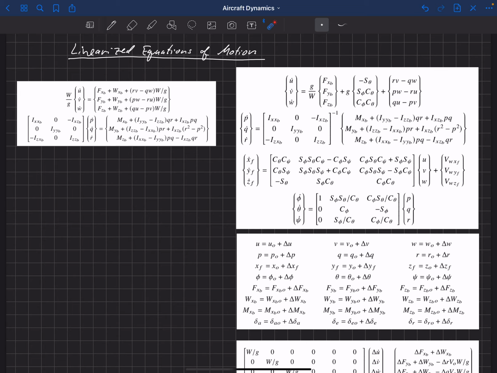And then also, these forces and moments we're going to see are a function of our control surface deflections, our aileron, elevator, and rudder. And in order to trim the aircraft at our known solution, we've got these known values, and then we're going to look at deviations in each of these control surface deflections.